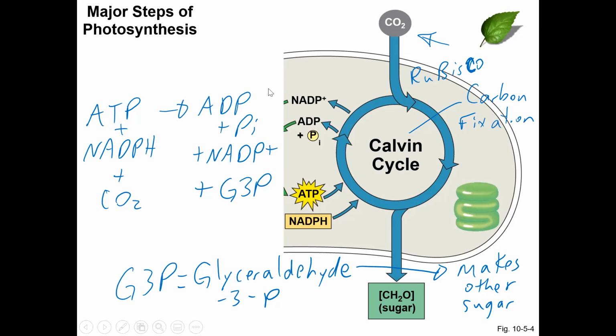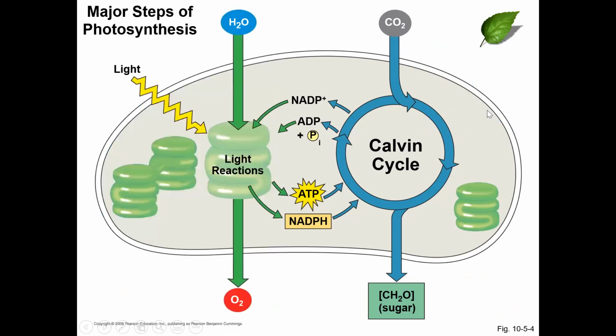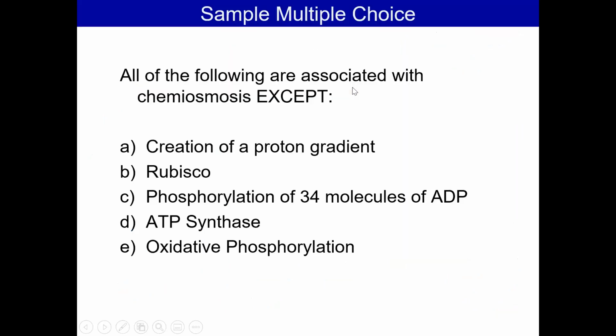Okay, so what I really wanted to get to today was comparing respiration and photosynthesis. But that was kind of the big summary of photosynthesis there. Here's a sample multiple choice question. And so again, we have to know our definitions. What is chemiosmosis? Chemiosmosis is ATP synthesis using the proton motive force. So let's take a look. Creation of a proton gradient, correct?